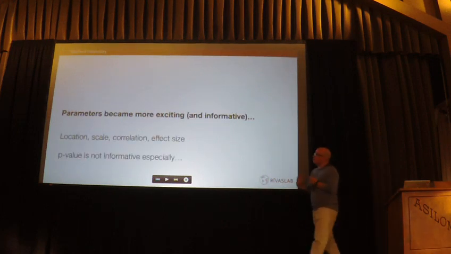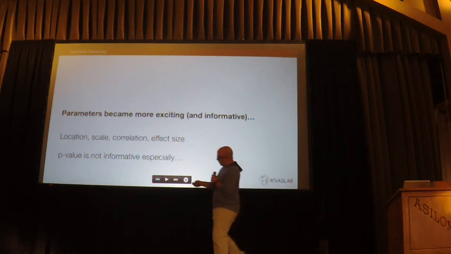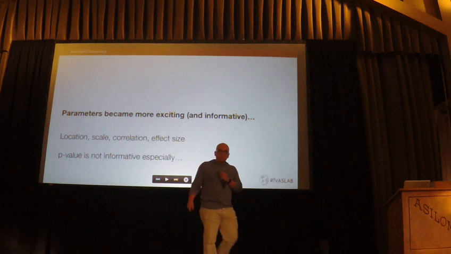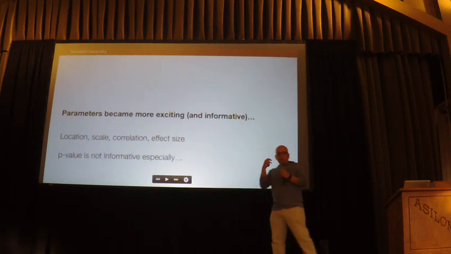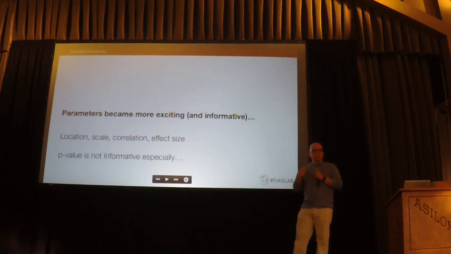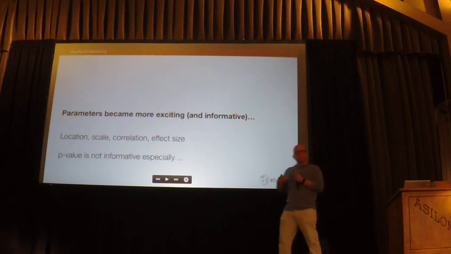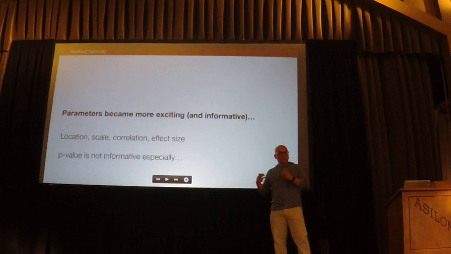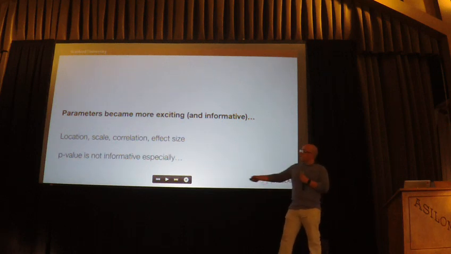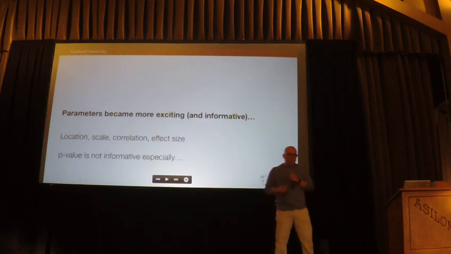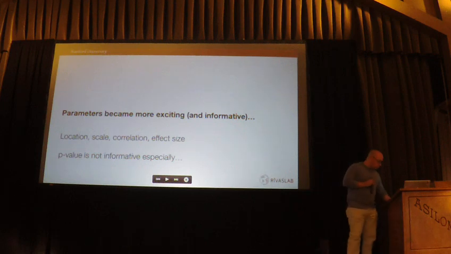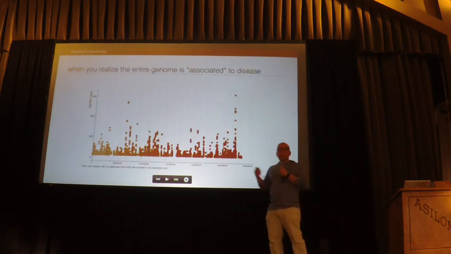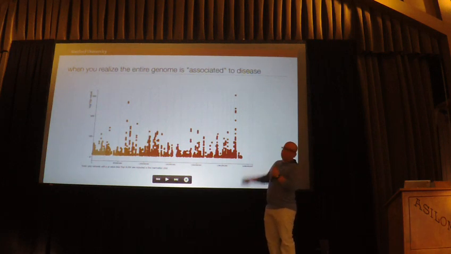So parameters become more exciting and informative. Concepts like location, scale, and correlation of genetic effects become what you want to end up communicating to the public, as opposed to identifying genetic variants that have some non-zero effects or rejecting the null hypothesis. And the p-value is not informative, especially when you realize that the entire genome is associated to disease.